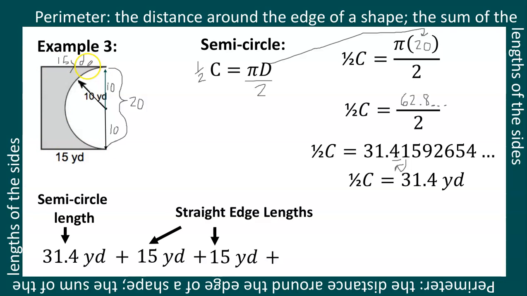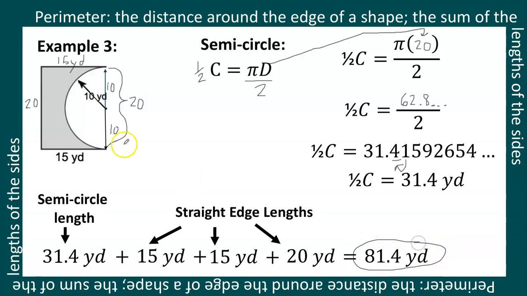They're both parallel lengths. Then from here, the part that's a little bit tricky is this length, but this length is the same as the length of the diameter of the circle, and the diameter of the circle is 20, so this length is also 20 yards. So we add the 20 yards, which gives us a total of 81.4 yards. This represents the entire outside edge of this composite shape. Another way to say it is that number represents the entire perimeter of this composite shape.